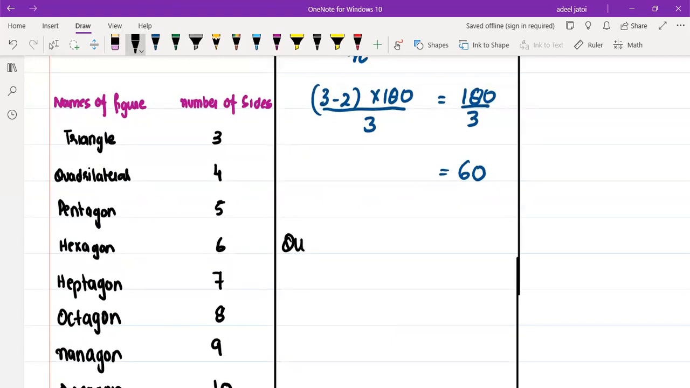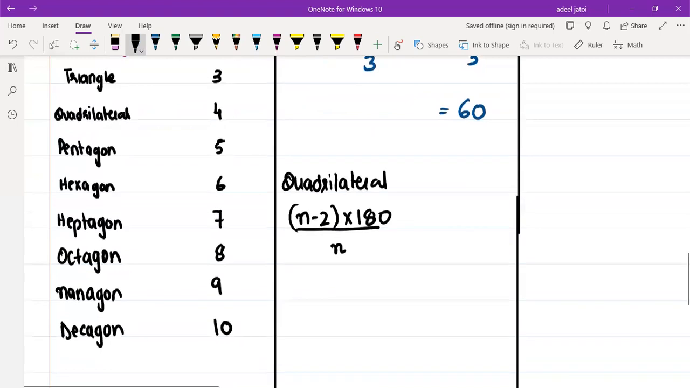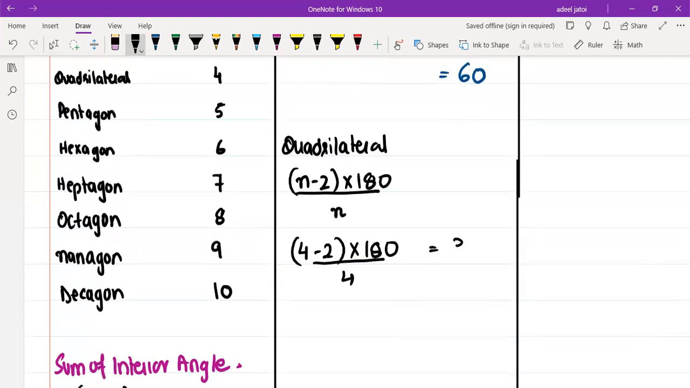A quadrilateral has 4 sides. So a regular quadrilateral, with the same angles, has 90 degrees. A regular polygon has the same angle, that is 90 degrees. Using (n minus 2) multiplied by 180 divided by n, where the quadrilateral has 4 sides, we get (4 minus 2) multiplied by 180 divided by 4. So we have 360 divided by 4, which means each angle of the regular polygon is 90 degrees. That means each angle of the quadrilateral will be equal to 90 degrees.